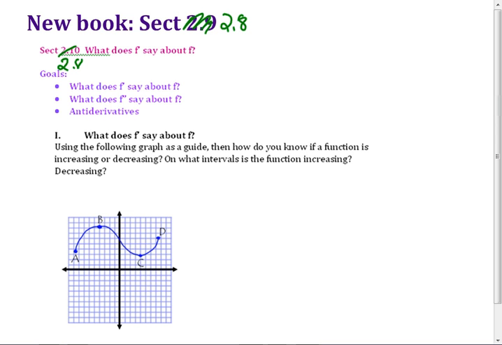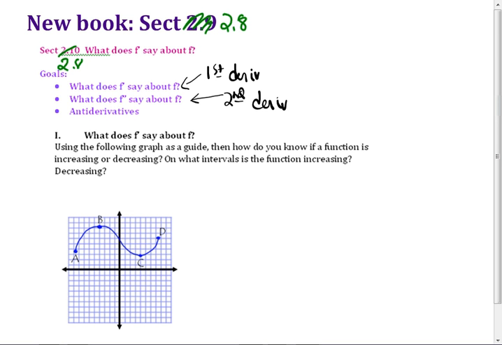Okay, so we're going to learn about what the derivative tells us about our function. What does the second derivative tell us? This is the first derivative, because it's hard to read. This is the second derivative. And no, I don't think I have antiderivatives on the test. Okay, use the following graph as a guide.